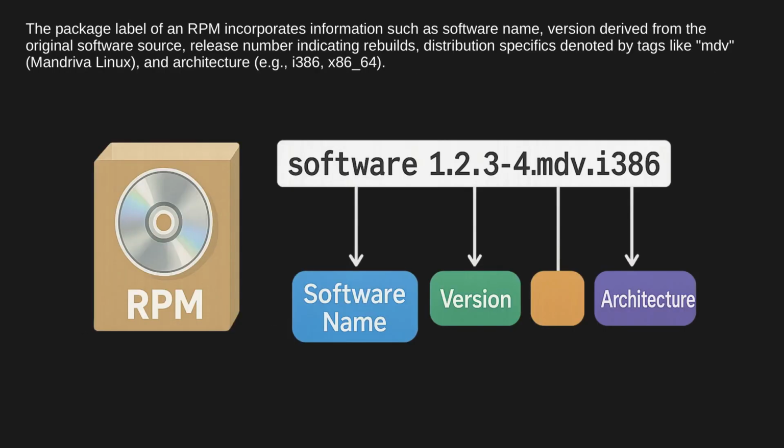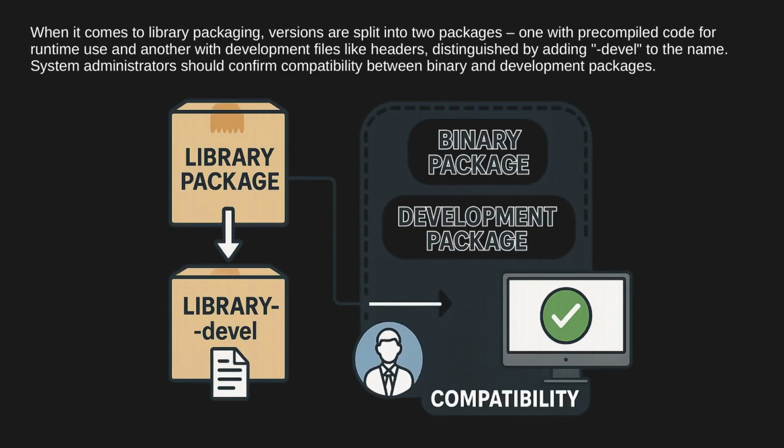The package label of an RPM incorporates information such as software name, version derived from the original software source, release number indicating rebuilds, distribution specifics denoted by tags like mdv, Mandriva Linux, and architecture, e.g. i386 or x86_64. When it comes to library packaging, versions are split into two packages, one with precompiled code for runtime use and another with development files like headers, distinguished by adding devel to the name. System administrators should confirm compatibility between binary and development packages.